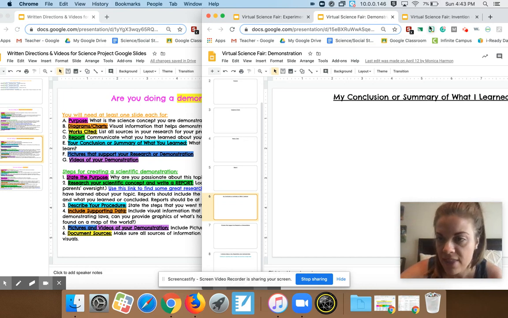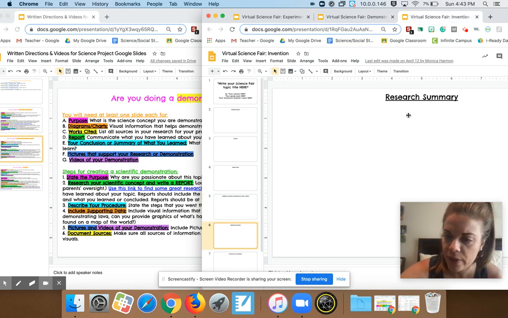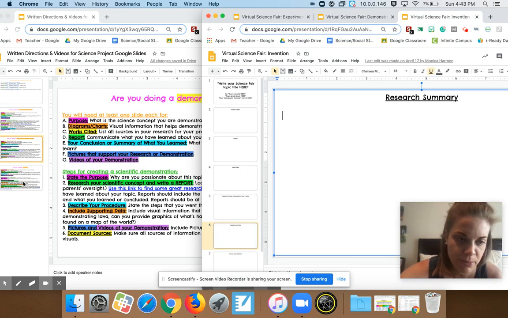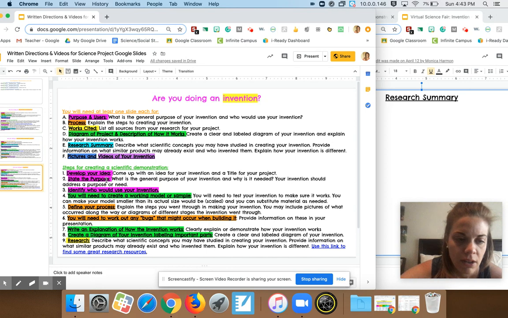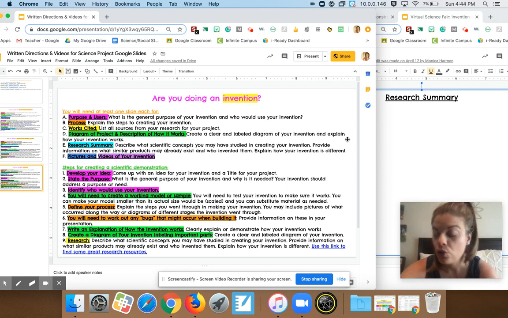If you're doing an invention, you're going to do a research summary here. So let me flip over to the invention directions. And I'm looking again at the light blue highlight. It says describe what scientific concepts you may have studied in creating your invention. Provide information on what similar products may already exist and who invented them. Explain how your invention is different. For my inventors, you may have to go back to your research here. So look at your notes. Did you research any similar products that already exist or who invented them?